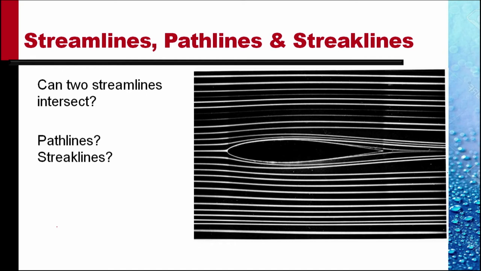Can path lines intersect? Can streak lines intersect? Yes, they can. Because if two path lines intersect, that does not mean the two particles are at that point of intersection at the same time. They could be there at different times. So path lines and streak lines intersect when the flow is unsteady. They cannot do so in a steady flow, because in steady flow there would also be streamlines, and the streamlines cannot intersect.